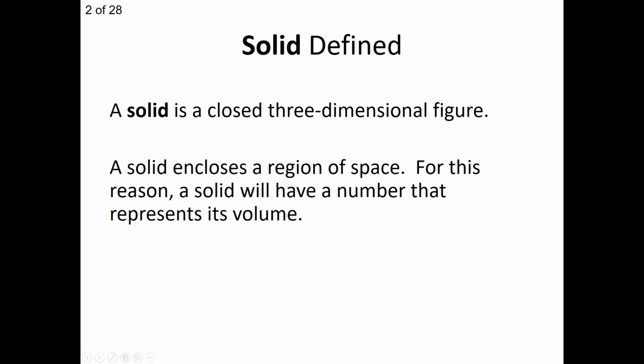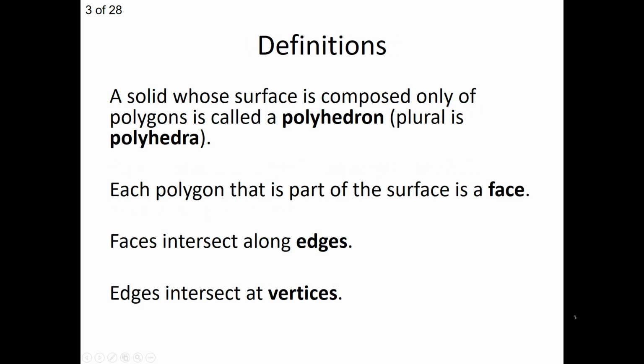So, what is a solid? A solid is a closed three-dimensional figure. So think about any sort of three-dimensional object, such as a ball or a cone. We could also think about some sort of box. We can fill that space, and when we fill that space, we measure that in terms of what we call volume. Now, we won't be investigating what volume is today. We're looking at what's called surface area.